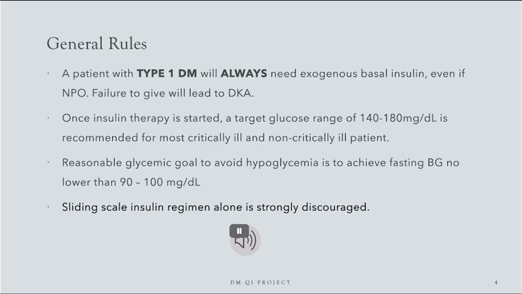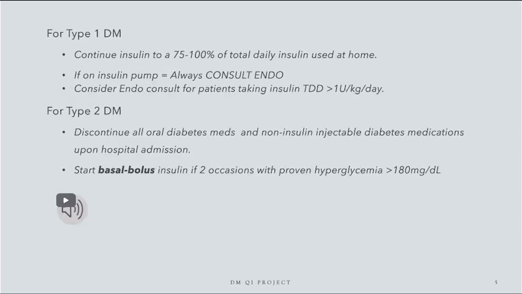General rules. A patient with type 1 DM will always need exogenous basal insulin, even if NPO. Failure to give will lead to DKA. Once insulin therapy is started, a target glucose range of 140 to 180 mg/dl is recommended for most critically ill and non-critically ill patients. A reasonable glycemic goal to avoid hypoglycemia is to achieve fasting BG no lower than 90 to 100 mg/dl. Sliding scale insulin regimen alone is strongly discouraged.